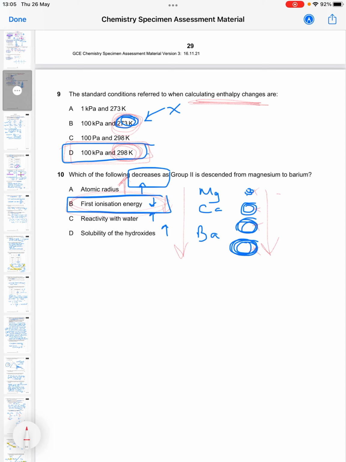So if you want to see the rest of the questions, I will upload 2 more parts, one with question 11, 12 and 13, and one with 14, 15 and 16.